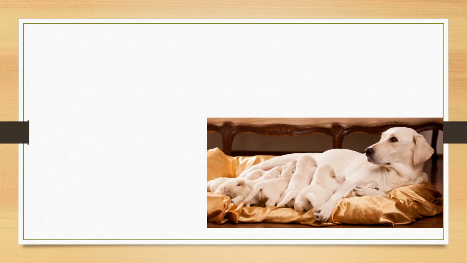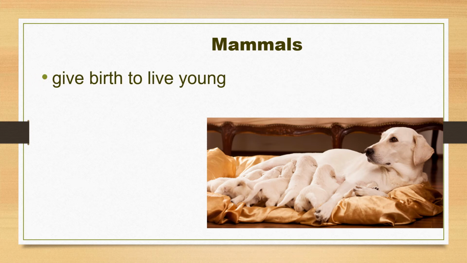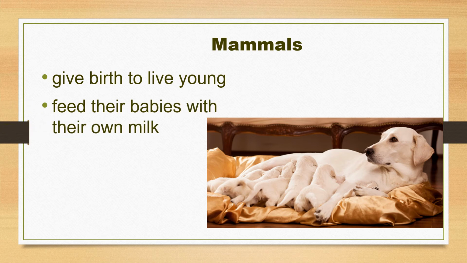So let us have the last subgroup of vertebrates. We have mammals. Now what are mammals? Mammals give birth to live young. For example, the dog, so you have the puppies, wherein they give birth to live young. Mammals also feed their babies with their own milk.